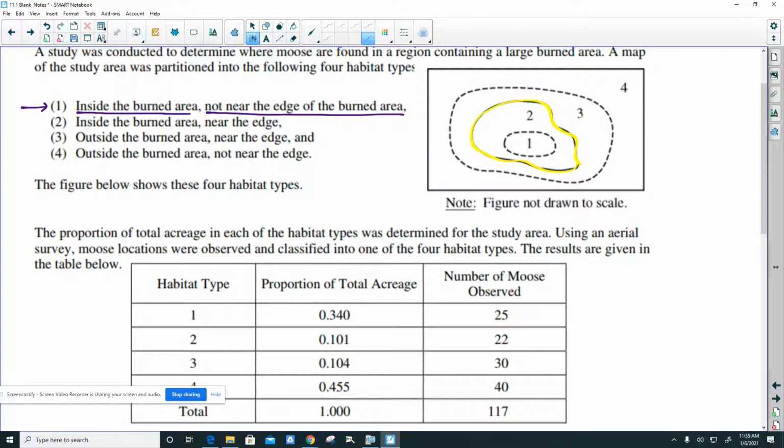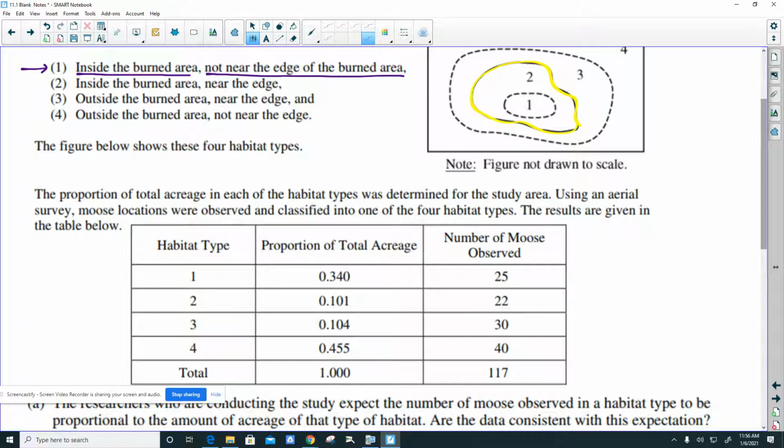Okay. So it mentions that this figure is not drawn to scale, but the proportion of the total acreage of each of the habitats was determined for the study area. You can see this in the chart below. It says, using an aerial survey, moose locations were observed and classified into one of these 4 habitat types. So in other words, they are observing these moose maybe from a helicopter, and they notice that there were 25 moose hanging around habitat type 1, and there were 22 in the section labeled 2 on the map.